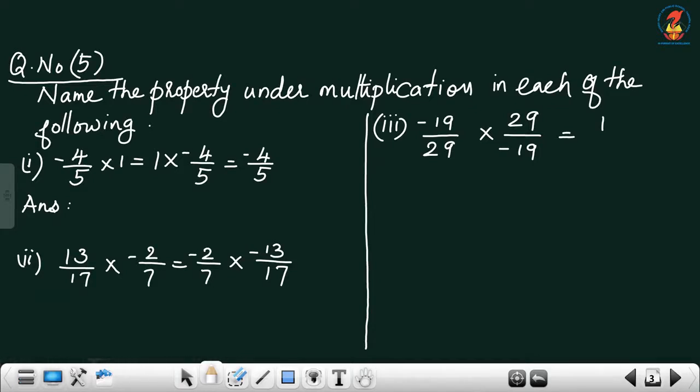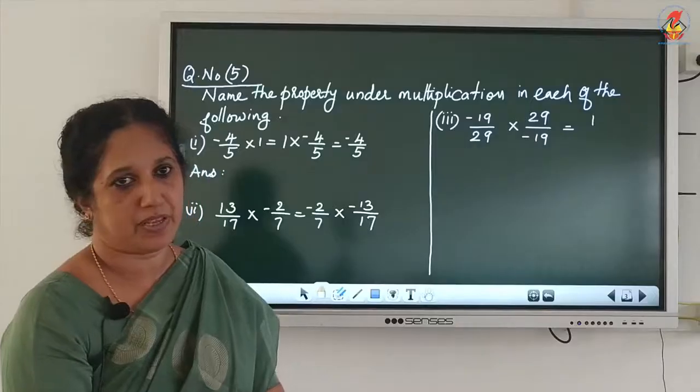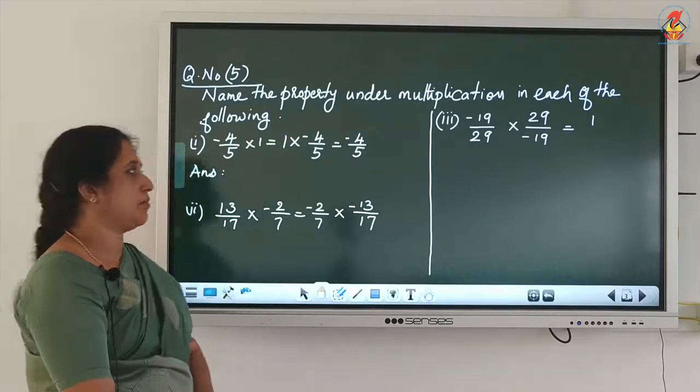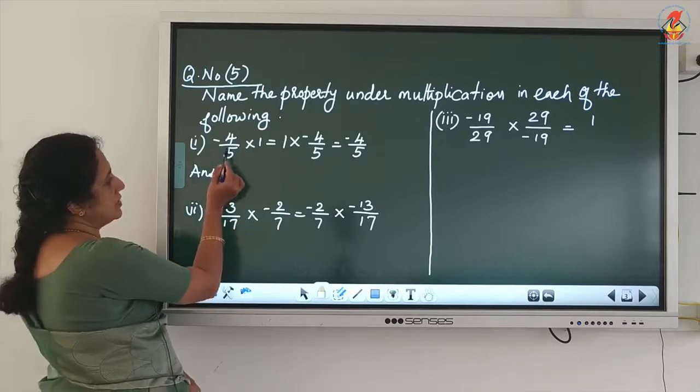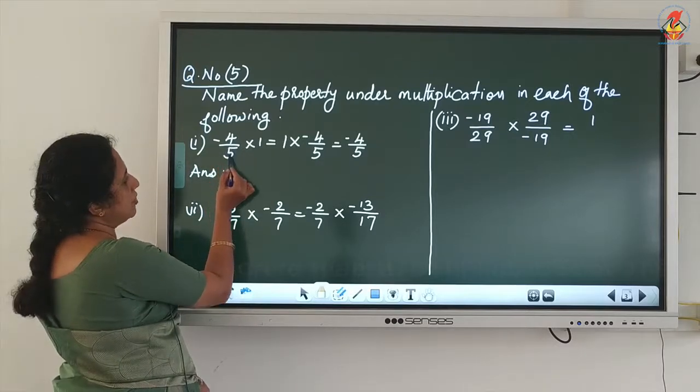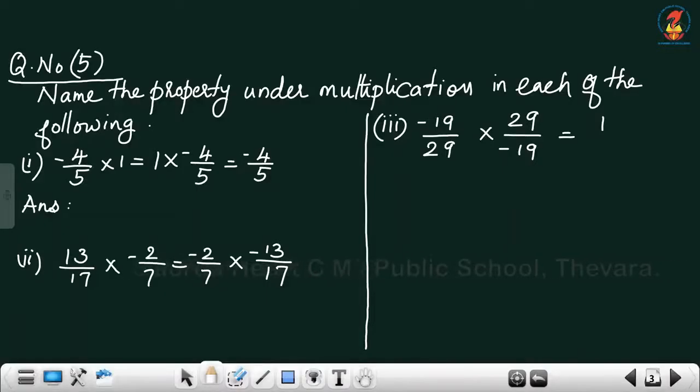Question number 5. Name the property under multiplication in each of the following. You have to name the property. We already studied the properties for rational numbers. You have to use the suitable property here. Now look at the first one. Negative 4 by 5 into 1 is equal to 1 into negative 4 by 5 equal to negative 4 by 5.